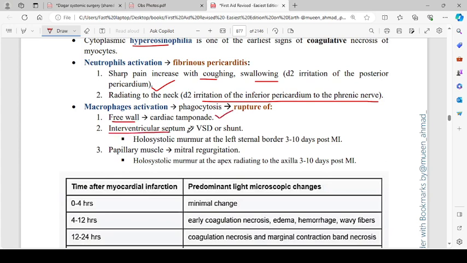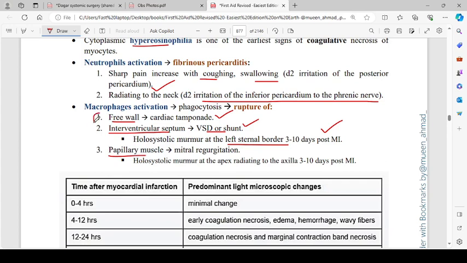Interventricular septal rupture can occur if there is some obstruction in the left anterior descending artery. So that can result in VSD or shunt, with a holosystolic murmur at the left sternal border 3 to 10 days post MI. And then papillary muscle rupture.